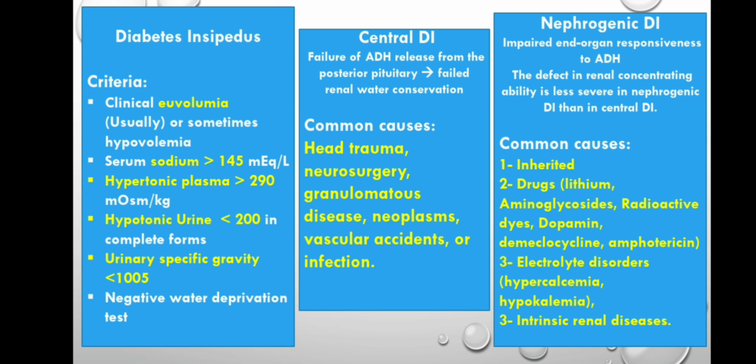As for electrolyte imbalance, it is very important to know that hypercalcemia and hypokalemia cause nephrogenic DI. So hypokalemia is a result of DI and it aggravates nephrogenic DI. Okay?